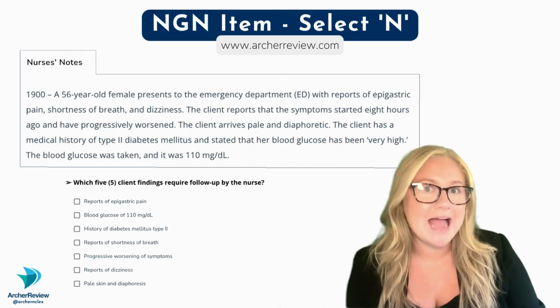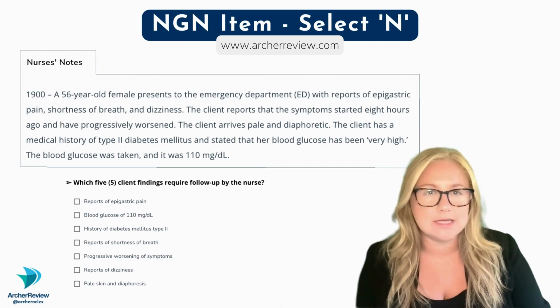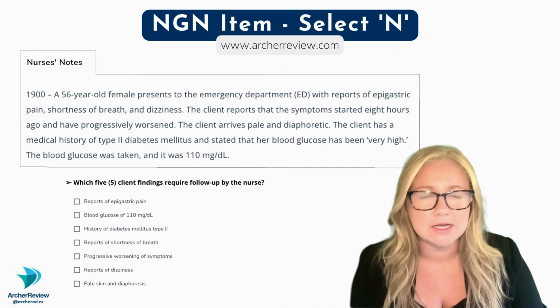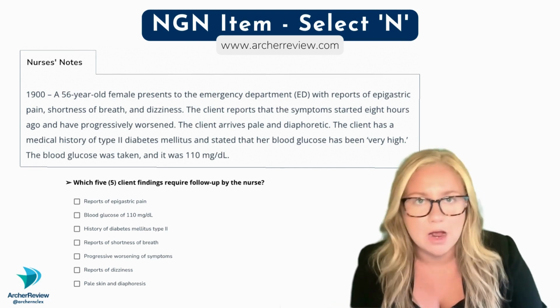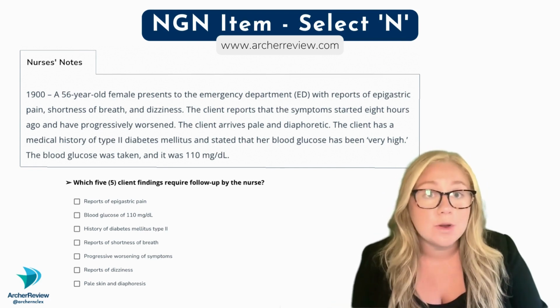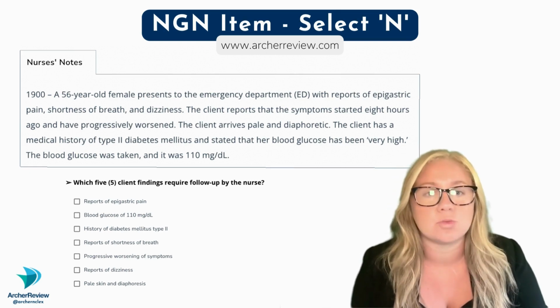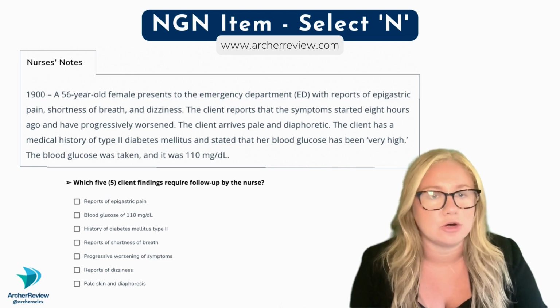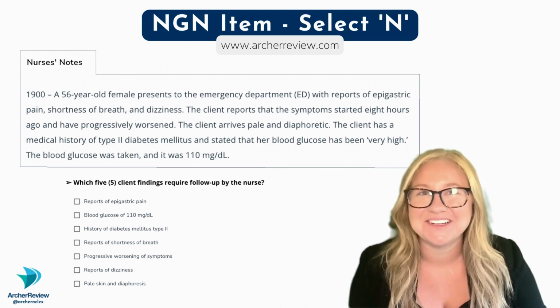Now, in a select N item, the stem of the question is going to tell you exactly how many choices you need to pick. So it's not like a SATA where it says select all that apply and you just pick however many you want to. They're actually going to give you a number. So here we say which 5 client findings require follow-up by the nurse. You're going to read through this list and you are going to pick 5.